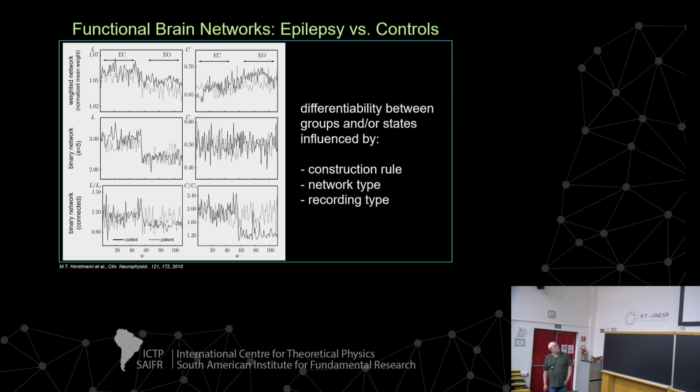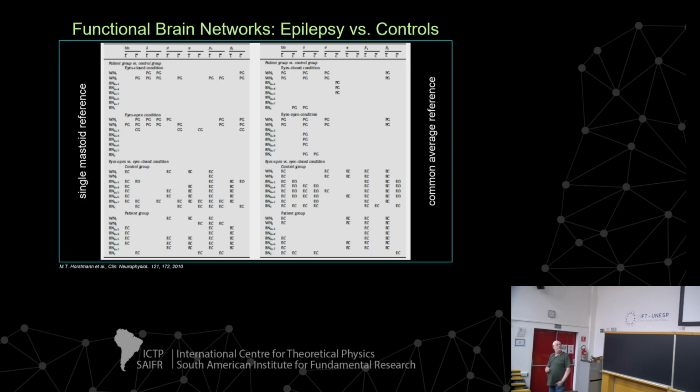Then you look at the time series, the time series of the path lengths, for a weighted network, for a binary network, for a corrected one with reference to a random network. And then you sometimes see that there are dependencies: the construction rule, the network type, the recording type, and so on. Many influencing factors. Then we try to group that, and you find this one here. I don't go into these details.